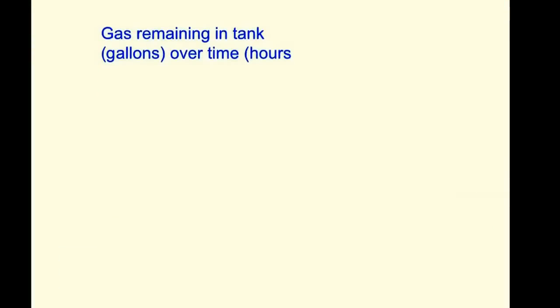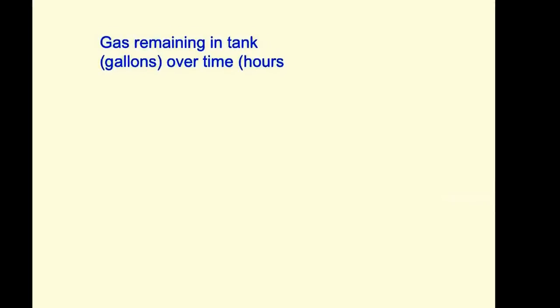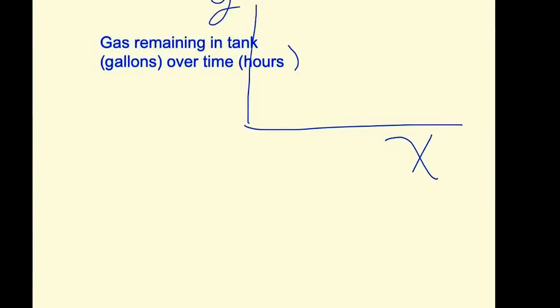Okay, so for your first piece of homework, you're going to create a graph which will show the gas remaining in your gas tank in gallons over time in hours. Time, for our purposes, is always going to be independent. It will always be on x. The gas, therefore, will be dependent upon time. It's going to be on y.